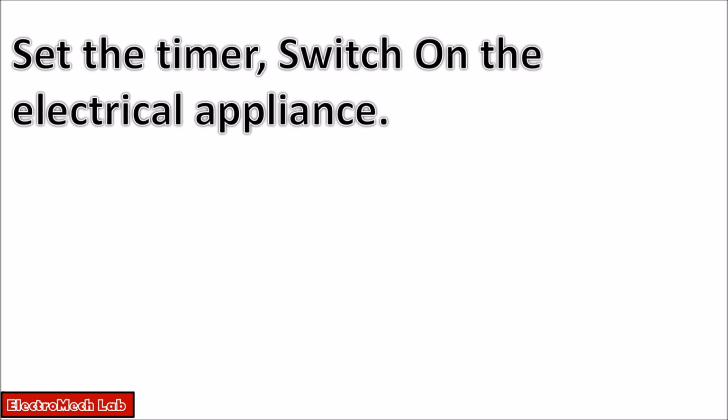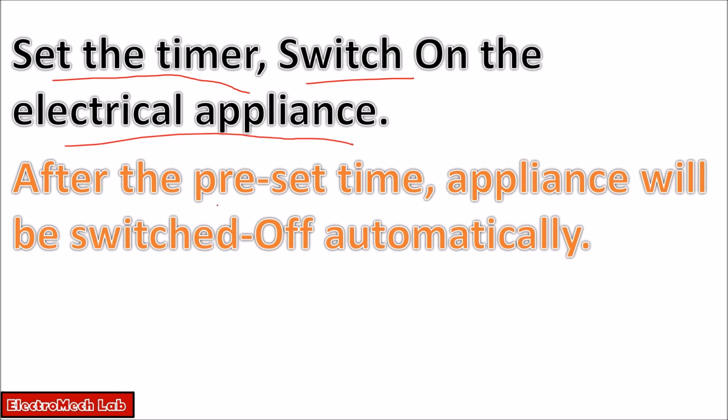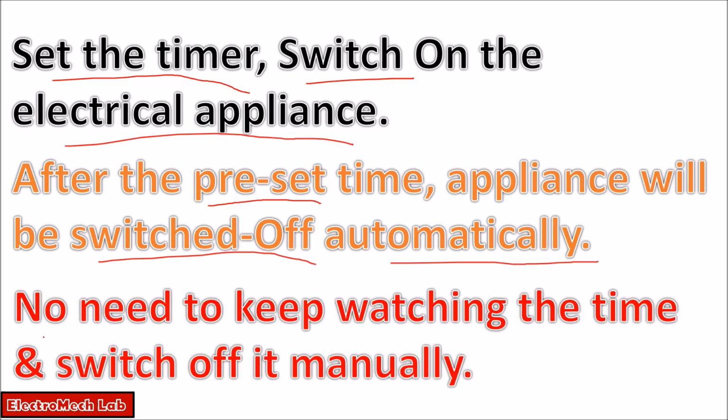What you need to do is set the timer first and switch on the electrical appliance. Now I have a fan. So set the timer and switch on the electrical appliance. After the preset time, the time you have set in your timer, the appliance will be switched off automatically. So no need to keep watching the time and switch it off manually. All tasks will be done automatically. Your appliance will be switched off automatically.